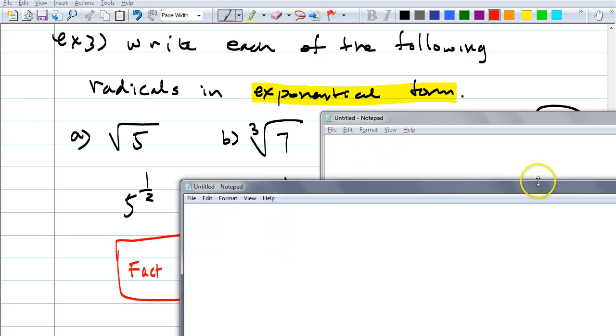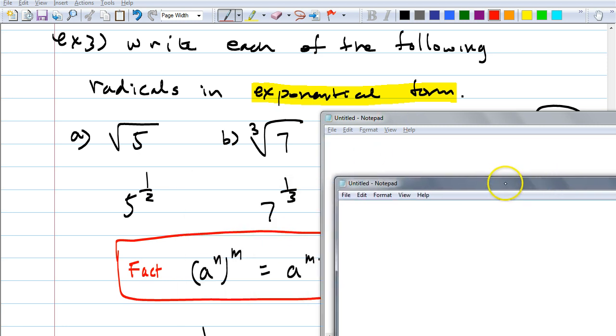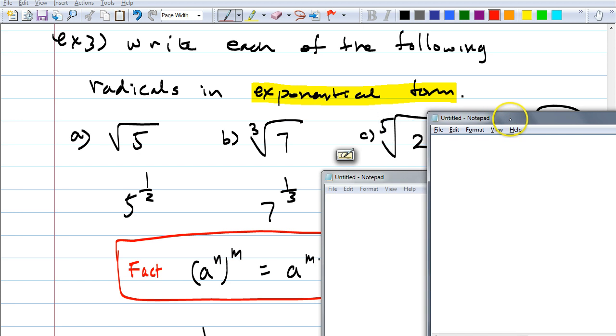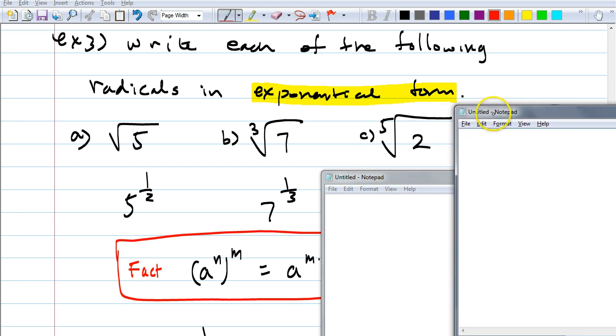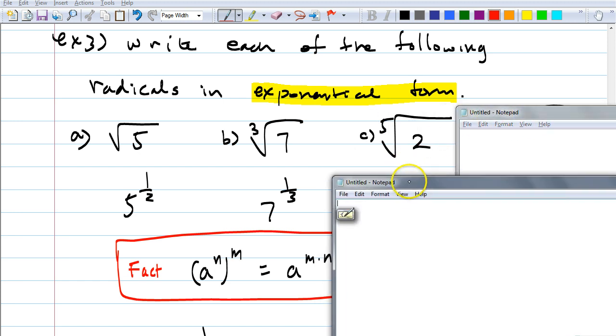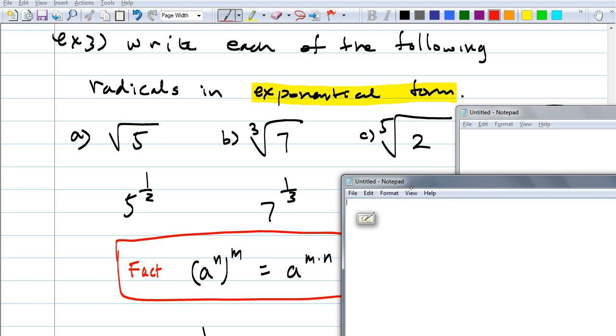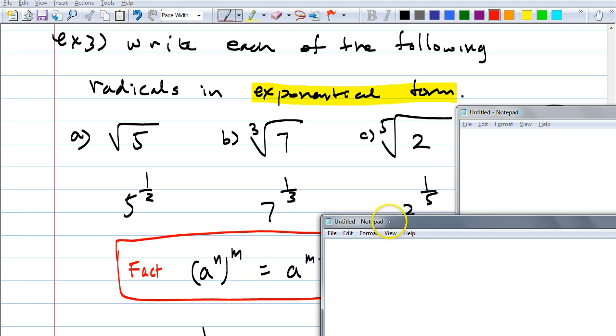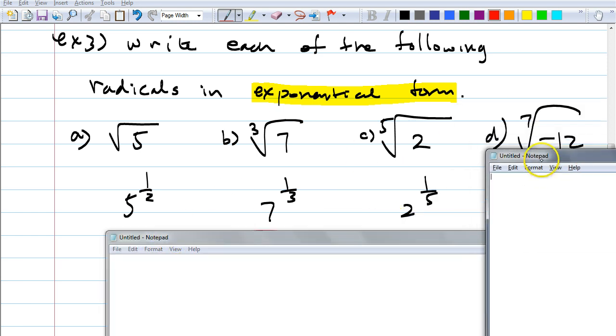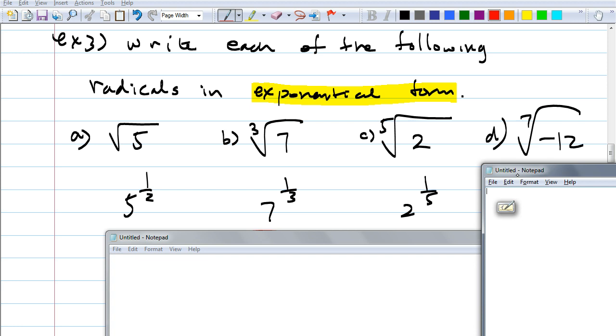What about the next one? Fifth root of 2. Sure? 2 to the 1/5. You get the idea? Yes. And the last one. This one's interesting. Who thinks they know how to represent 7th root of negative 12?